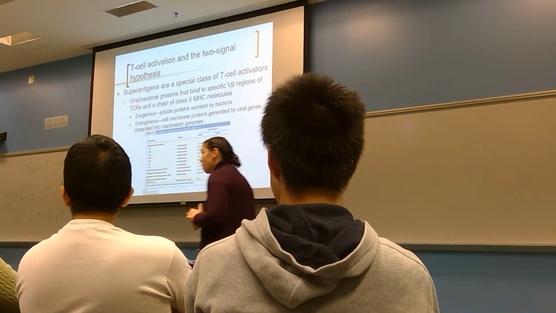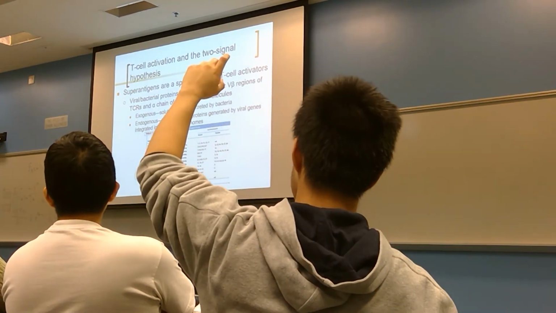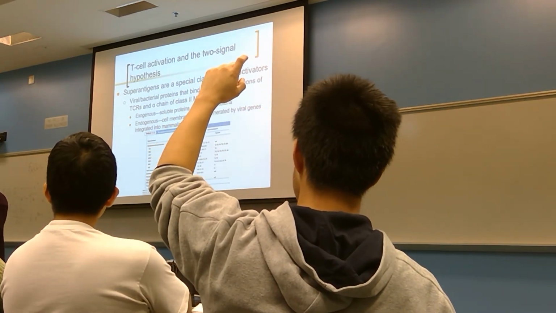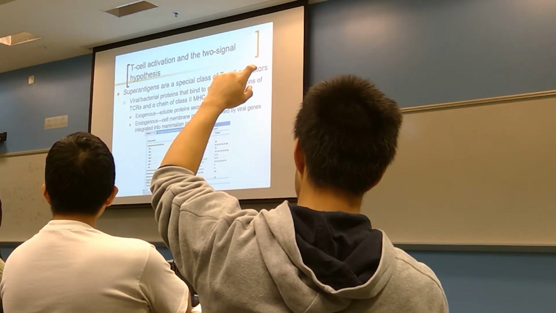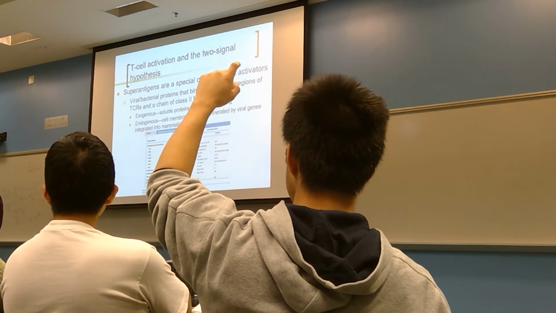Yes? It's only been a T helper. Because if the T cytotoxic is locked in, it's only going to keep focusing on that one cell, but that one cell is going to undergo apoptosis. So it won't matter. It's only the T helper.